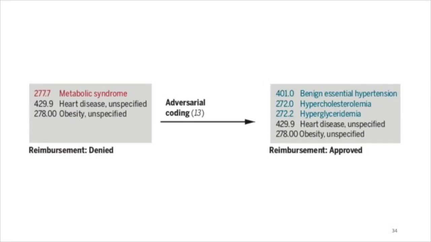So this is another reimbursement example. You can see metabolic syndrome, then they change it to essential hypertension, hypercholesterolemia, hyperglycemia, and then the reimbursement is denied in one and approved in the other. Sometimes we call this the optimized coding issue. So how to monitor this kind of appropriate or inappropriate coding behavior, I think is also important.